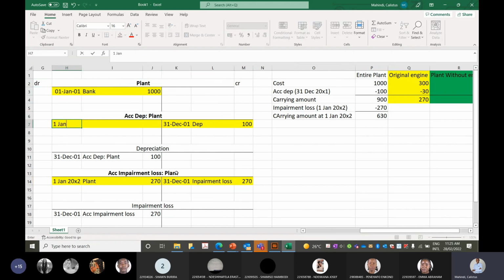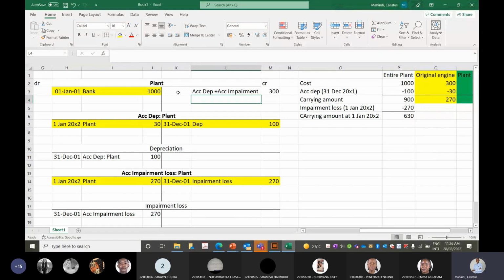So on 1st of January 20x2, you're going to debit the accumulated depreciation, the contra account will be the plant account, and the amount is $30. So now on the plant account, we've gotten rid of the 270 and we've gotten rid of the 30. So in total, that amount is actually $300. And this would be accumulated depreciation plus accumulated impairment. You can show them separately. You can show the 270 and the 30 separately.